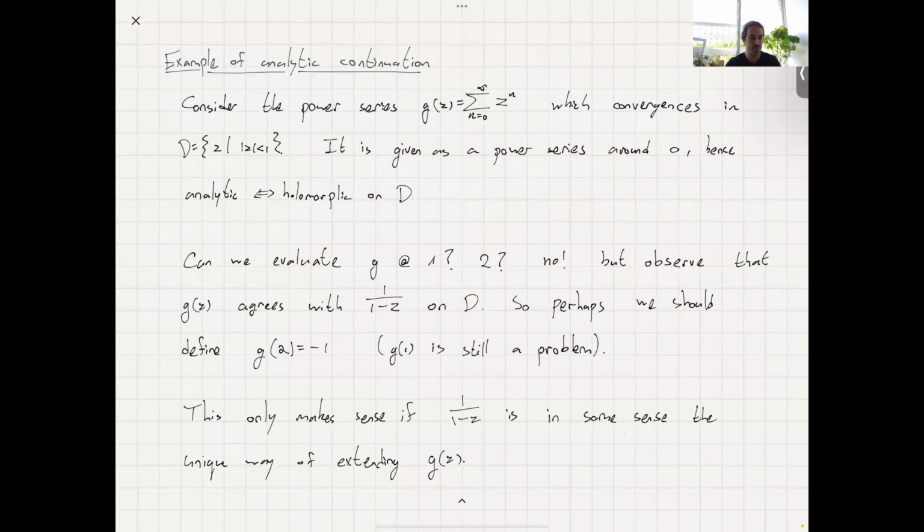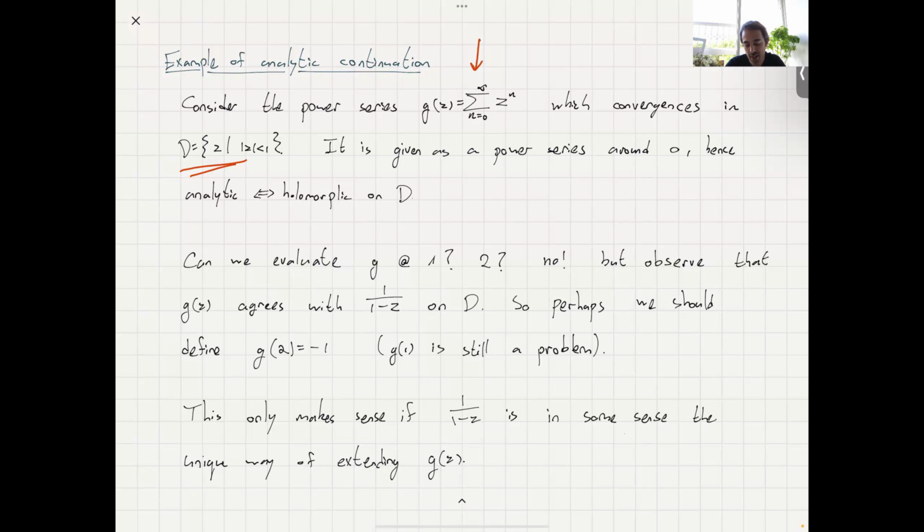Here's a toy problem. Say I'm giving you this function, g of z. g of z is the infinite sum from n equals 0 to infinity of z to the n. We all know it converges as long as the modulus of z is strictly smaller than 1. Let's call this set D. It's an open set. And it is a power series expansion, so it's holomorphic.